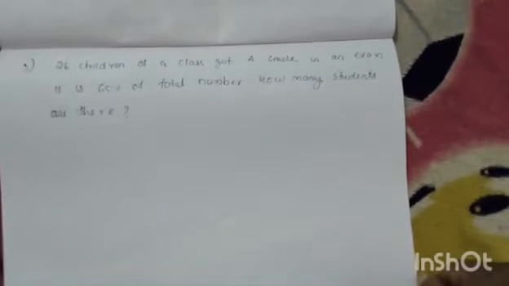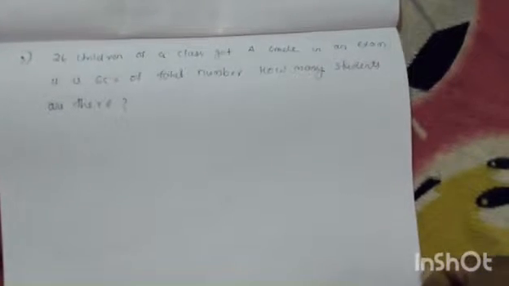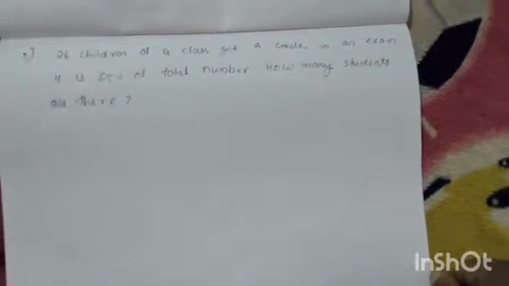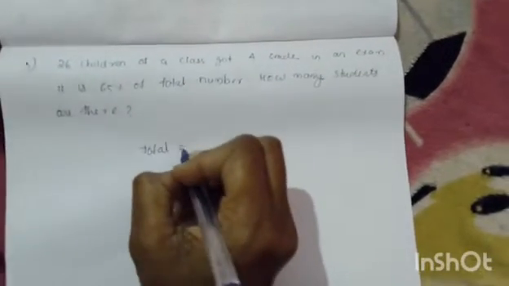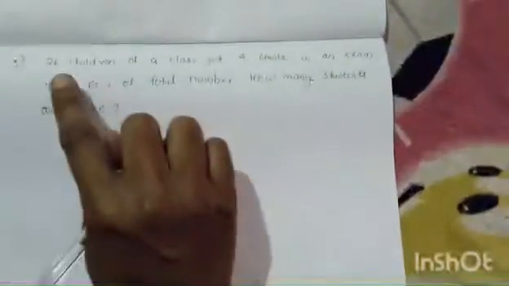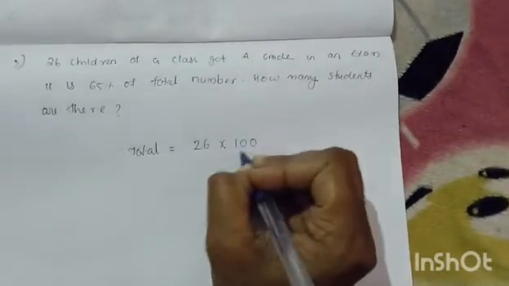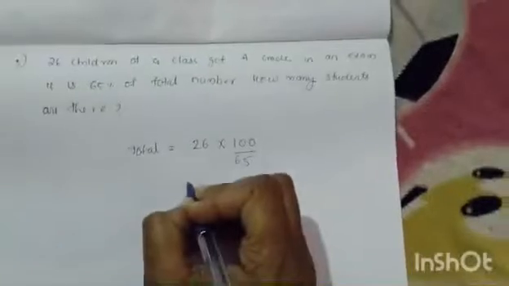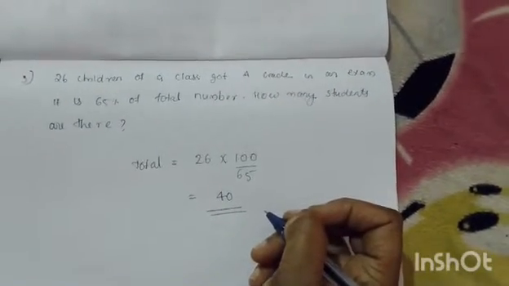Moving to the next one. 26 children of a class got A grade in an exam. It is 65% of the total number. How many students are there? Here also we need to find out the total. 65% is 26. So 26 multiplied by 100 by 65, we get 40. This is the total number of students.